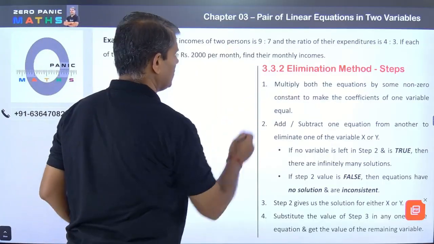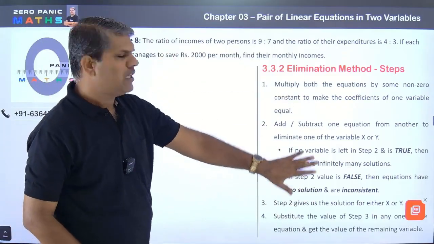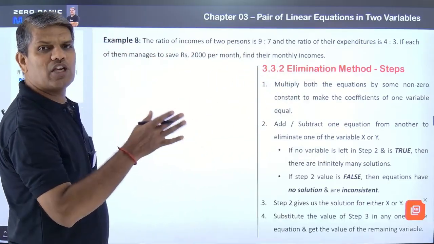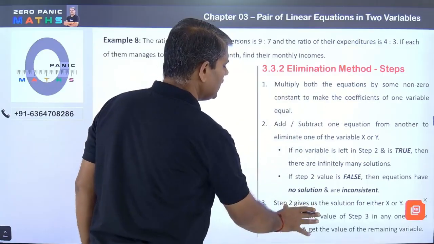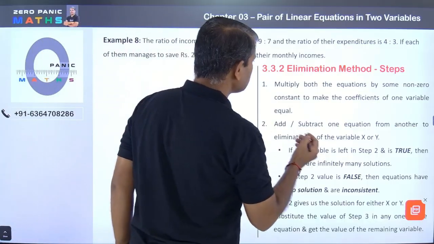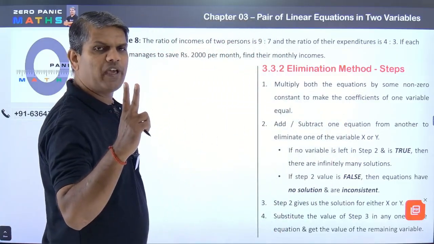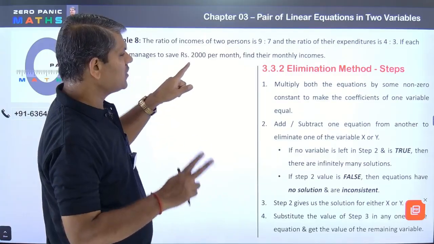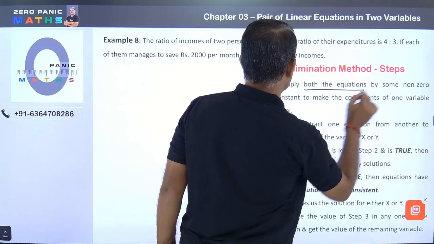that is the elimination method. Let us take one example and then follow these steps to solve the pair of linear equations. These are the steps for the elimination method. Let us first start with the very first step. Let us read this first and apply the same steps to this problem. Quickly read the steps. Multiply both the equations. Since you will be getting a pair of linear equations after converting this given description to linear equations, multiply both the equations by some non-zero constant.